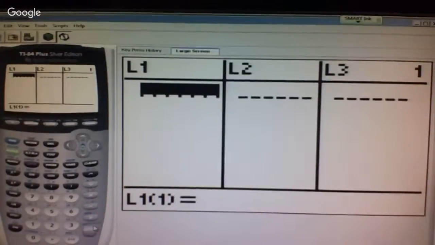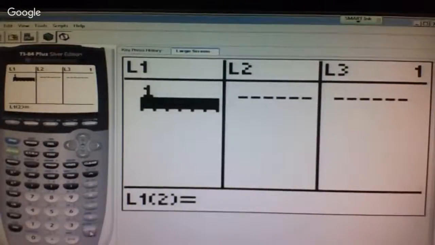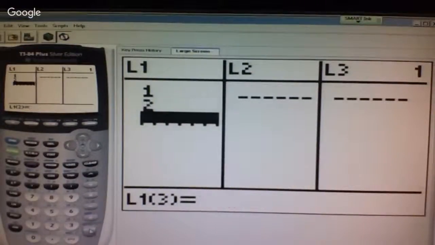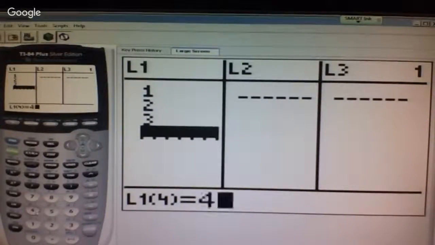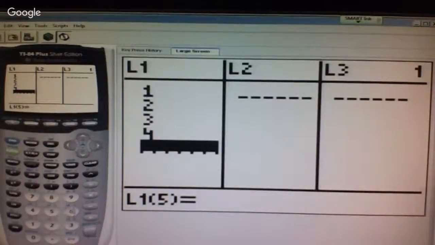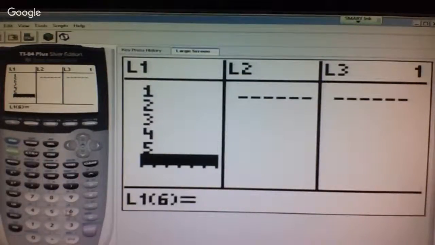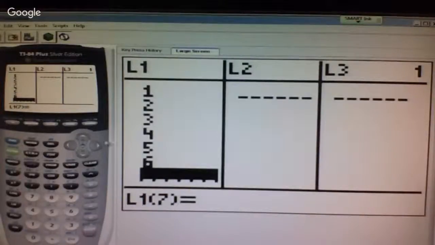I don't know if anybody showed you how to do mean, median, mode, and range on here, and your 5-number summary. This is where you would go to do all that. But we can also do other things with this. So in list 1, I want you to put all of your X values for that chart. So 1, enter. 2, enter. 3, enter. 4, enter. 5, enter. 6, enter.